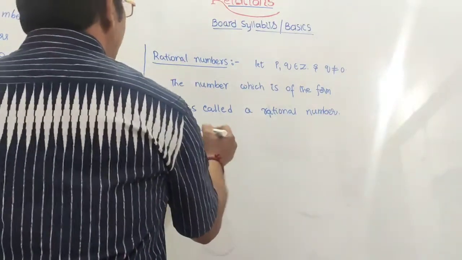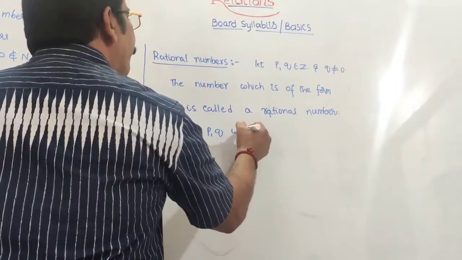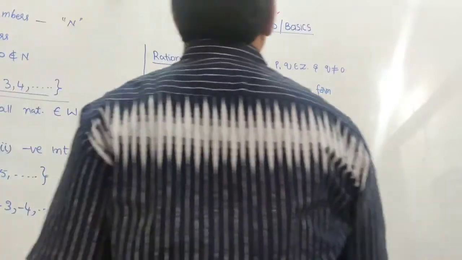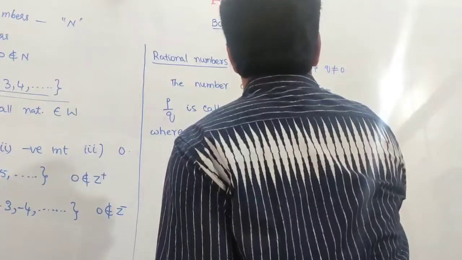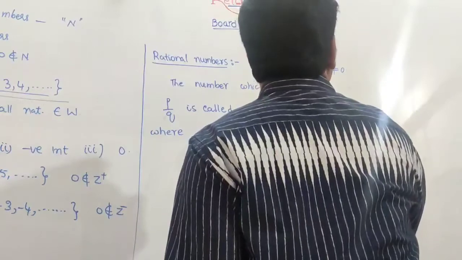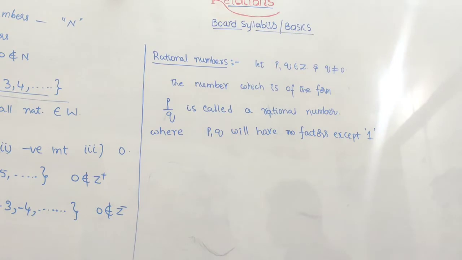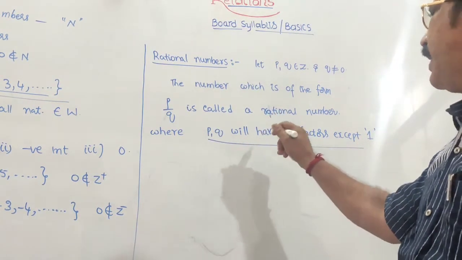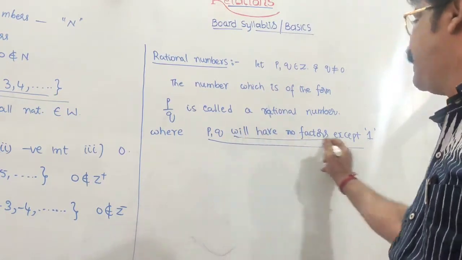Okay. So where P comma Q will have no factors except one. Did you understand this sentence? P comma Q will have no factors except one. Okay, I will explain this sentence.